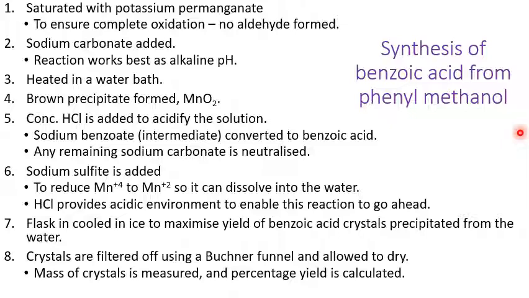We then cool the flask in order to maximize the yield of benzoic acid. Benzoic acid will dissolve in hot water, but it's not very soluble in cold water. So by cooling it down, we will force the benzoic acid to be precipitated from the water. We then filter off our crystals and allow them to dry so that when we measure the mass of crystals produced, we are getting the mass of benzoic acid and not any water that might be left over.